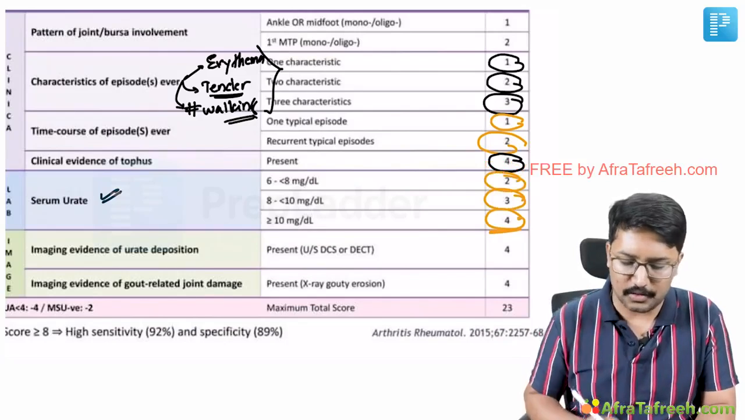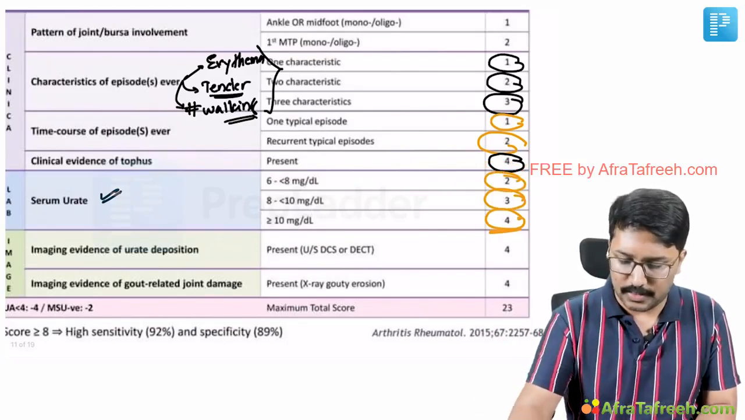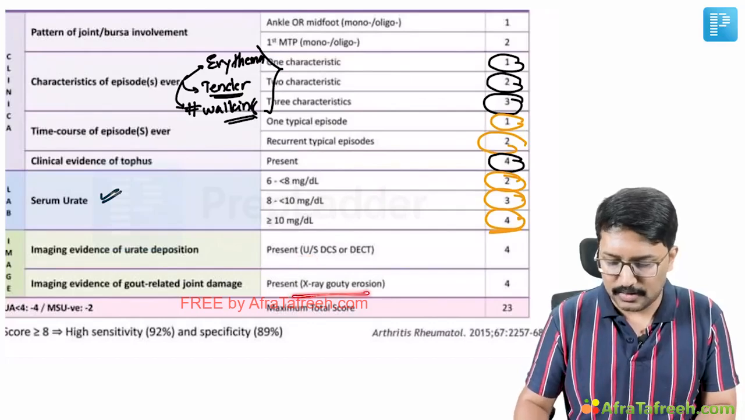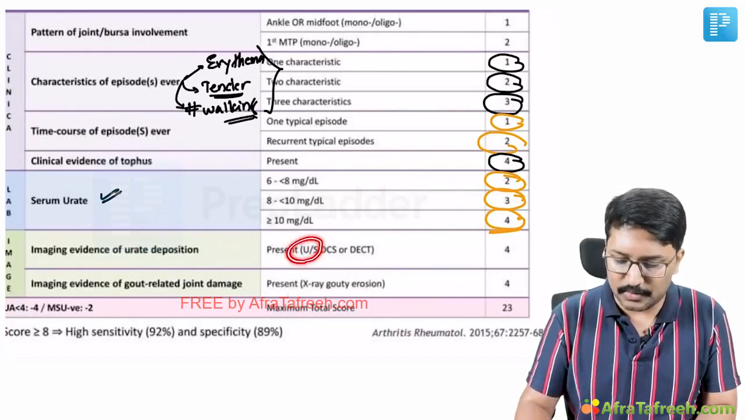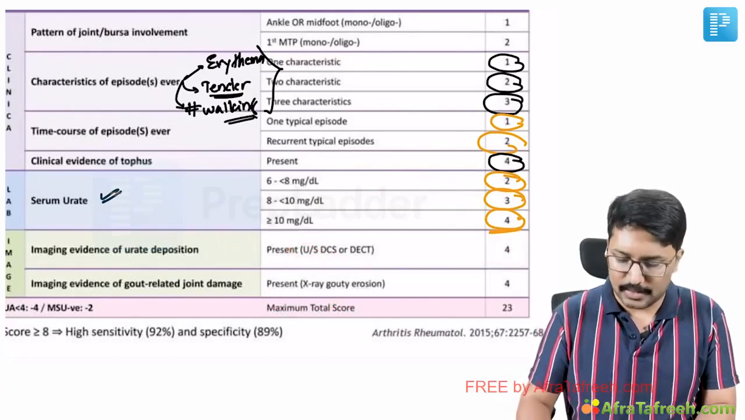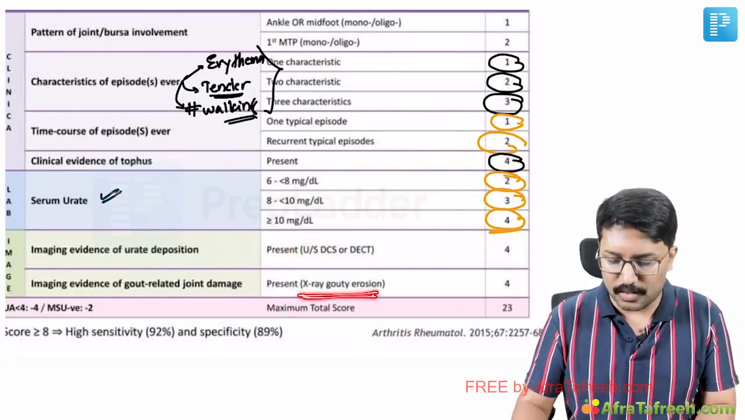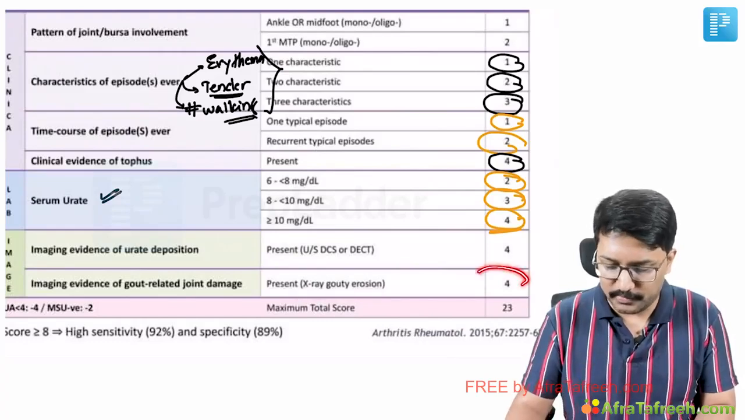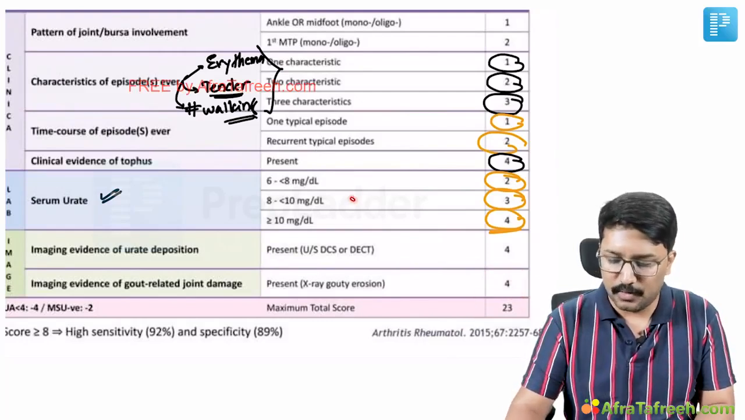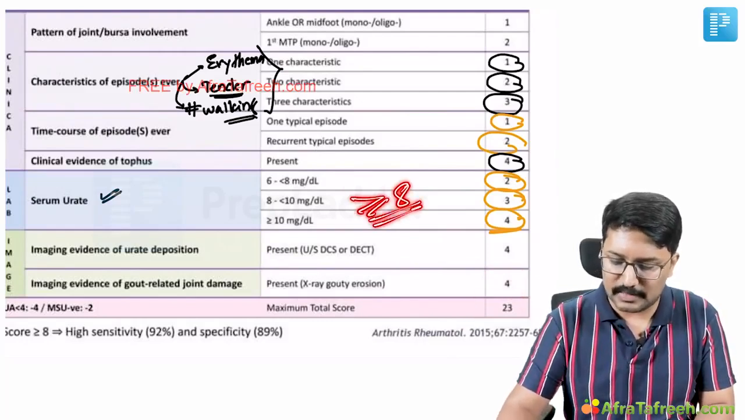Now talking about the imaging domain, as we have already understood, we can look at most likely ultrasound, or we can do the X-ray. So if on the ultrasound the double contour sign is present, we are giving 4 points. And if on the X-ray there is typical gouty erosion, what we call the Martel sign, then we will be giving 4 points to the patient. So total possible points is 23, and more than or equal to 8 points is sufficient to classify the case as gout.